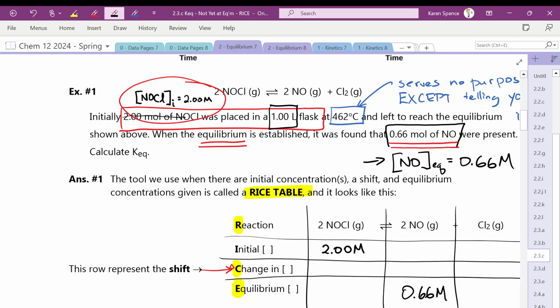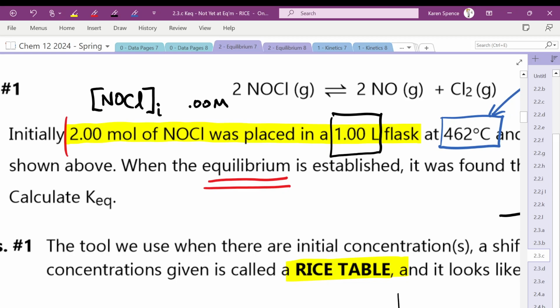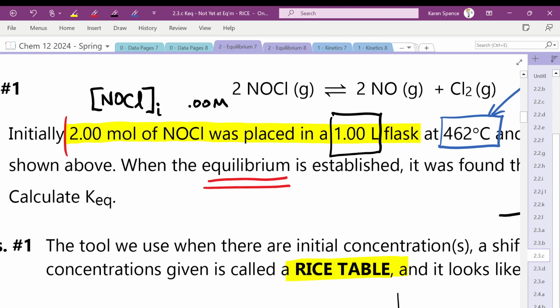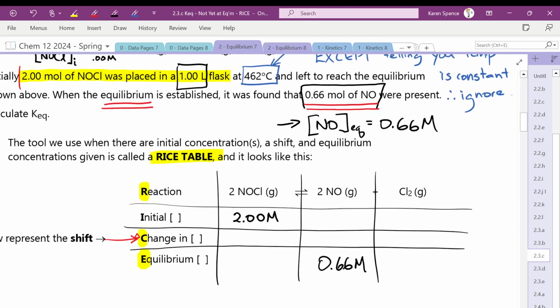Hold on. How much NO was placed into the flask? None, because if we don't mention it, we did not put it in. Yes? So if it does not say we placed NO in the flask, then initially the concentration of NO is 0. So this is 0 molar. And how about Cl2? How much Cl2 did we put in initially? 0, because again, we did not say we put any in, so it's just 0.